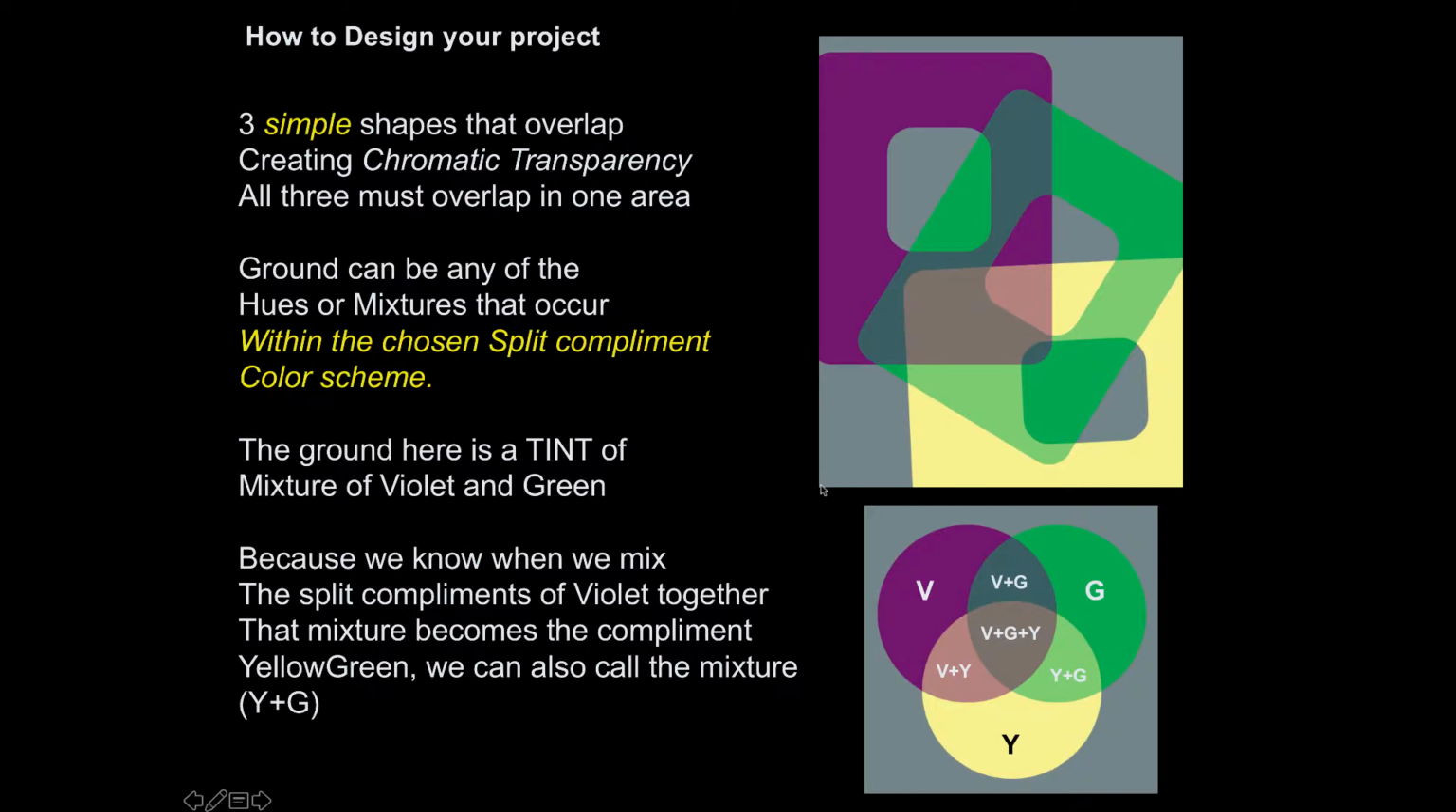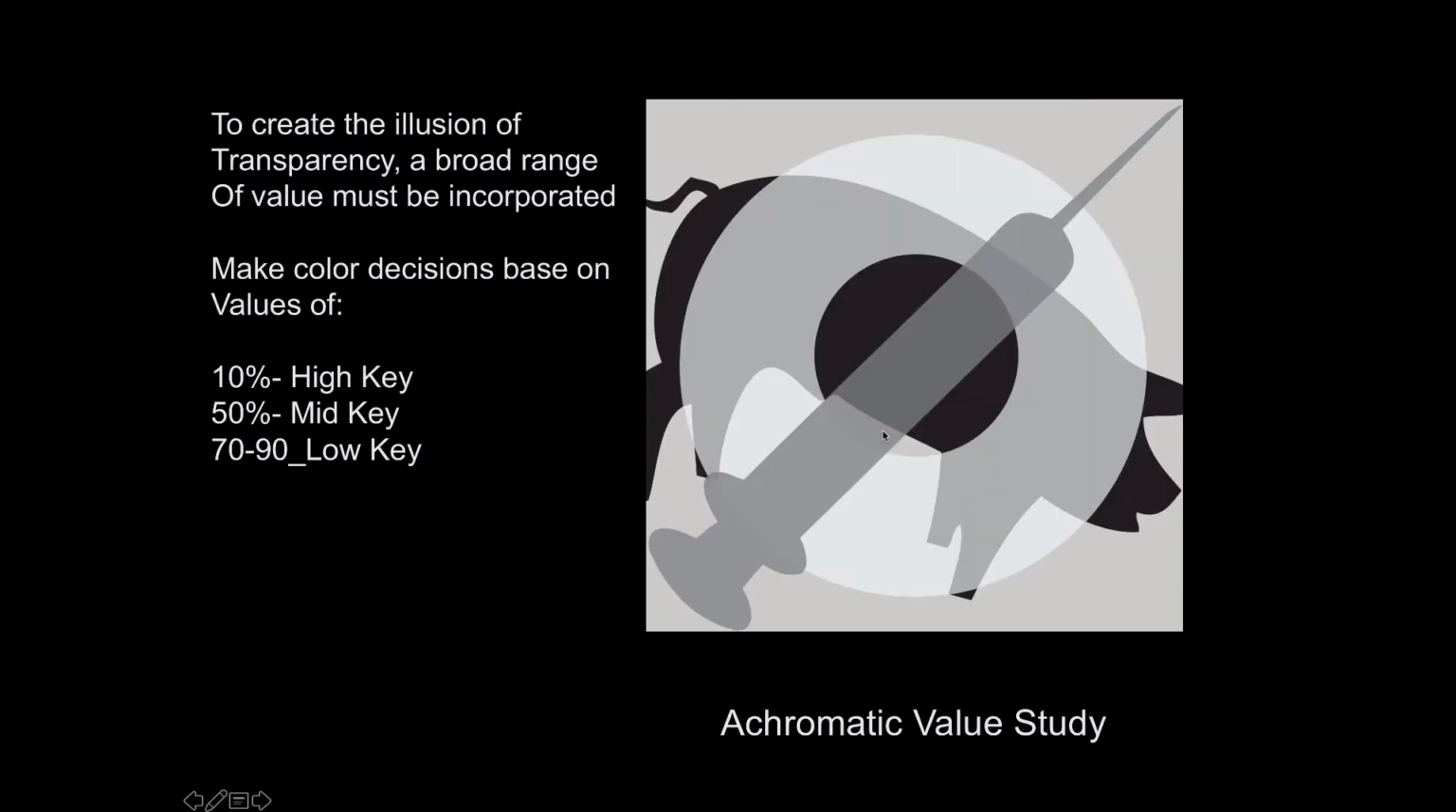So I've taken this palette, shown how they overlap, and then created the different overlap colors here. I've done this in Illustrator, and that's the way we're going to do it. The ground can be any of the hues or mixtures that occur within the chosen split complement. So the ground, if you look at this, is actually a tint of this mixture of the violet plus green. So I just added some white to it. And it's a relatively neutral ground, and that tends to work really well for this because we want the three main colors to come forward, and we want the ground to recede.